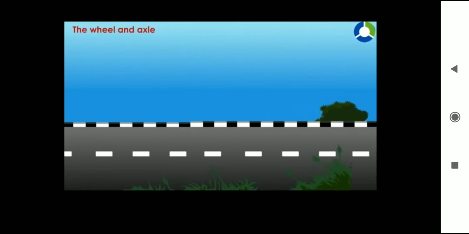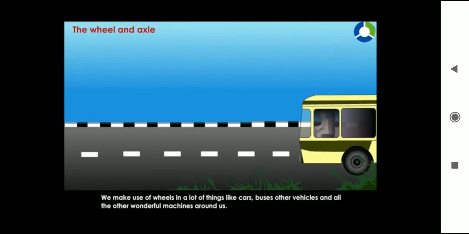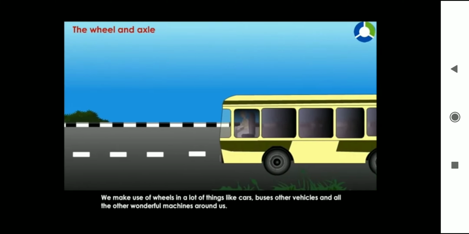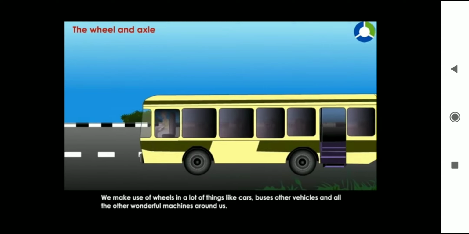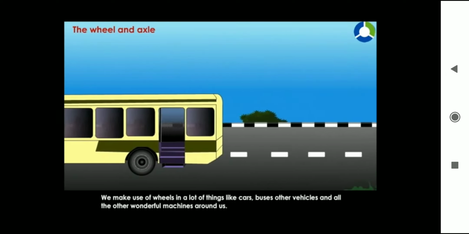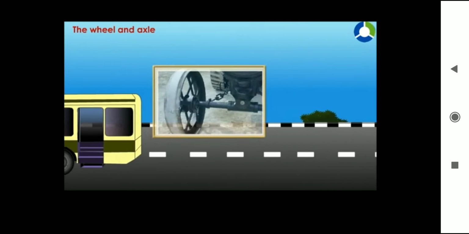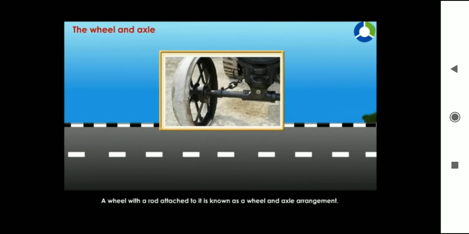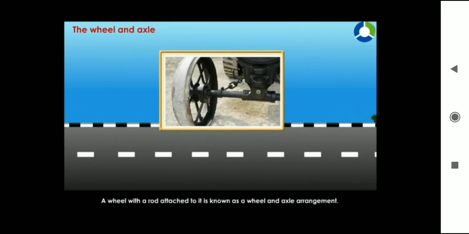The wheel and axle. We make use of wheels in a lot of things like cars, buses, other vehicles, and all the other wonderful machines around us. A wheel with a rod attached to it is known as a wheel and axle arrangement. If we turn the wheel, the axle also turns.